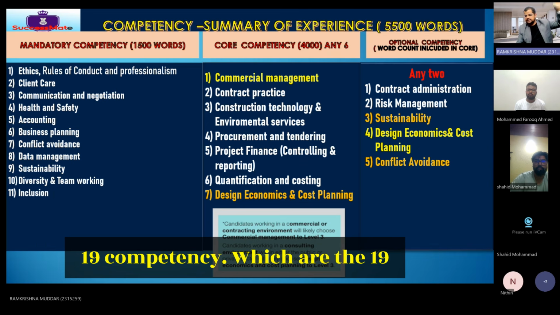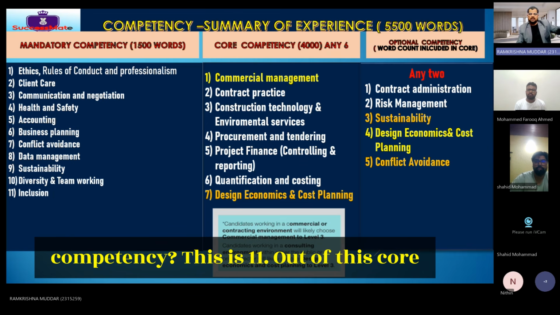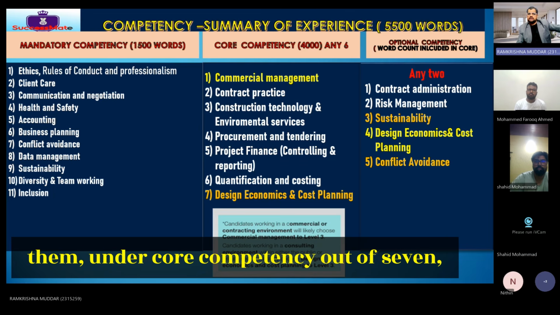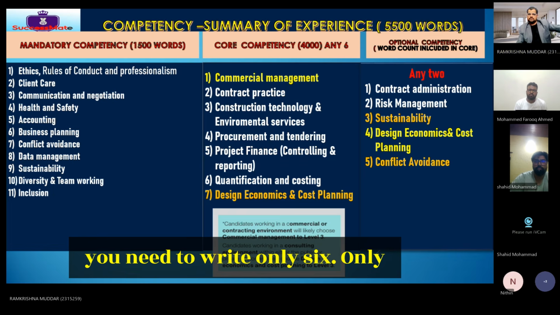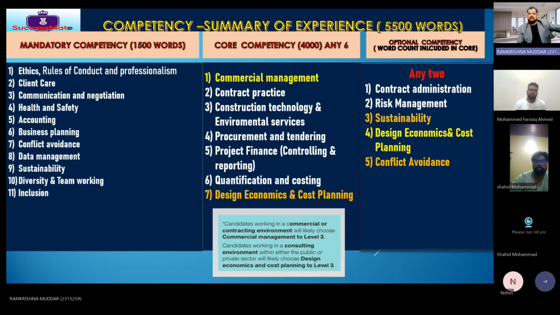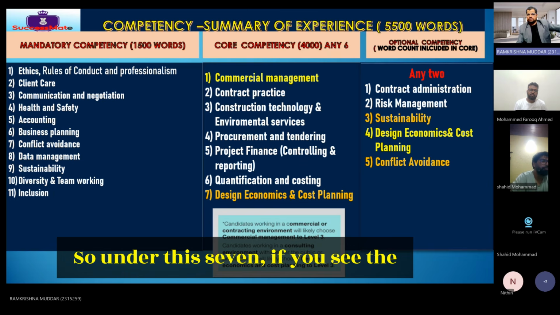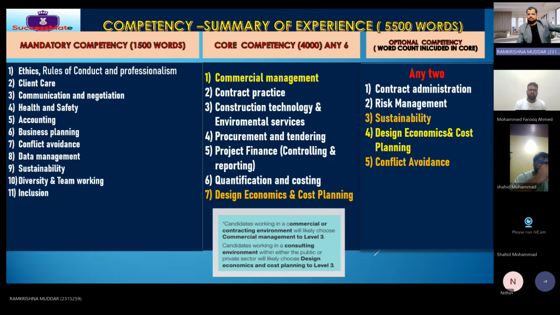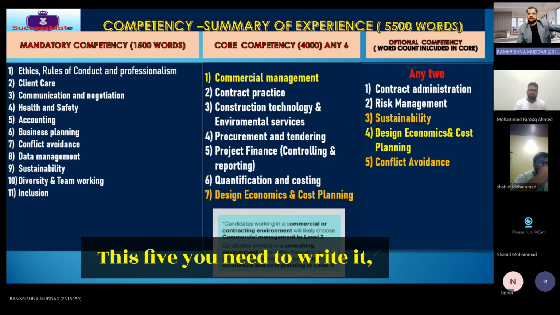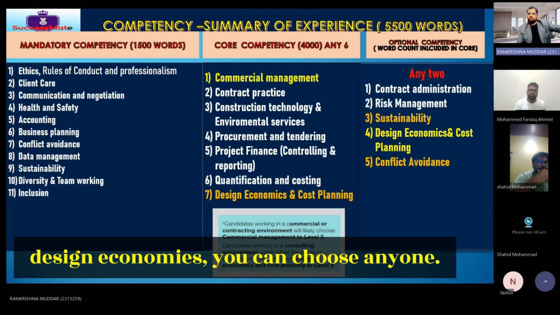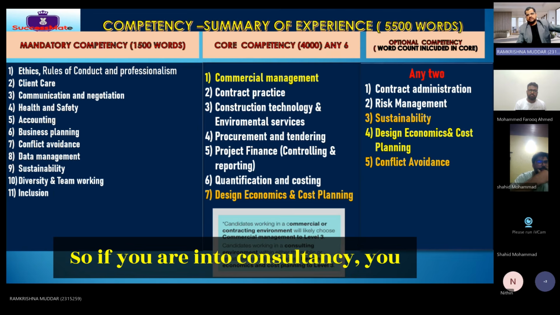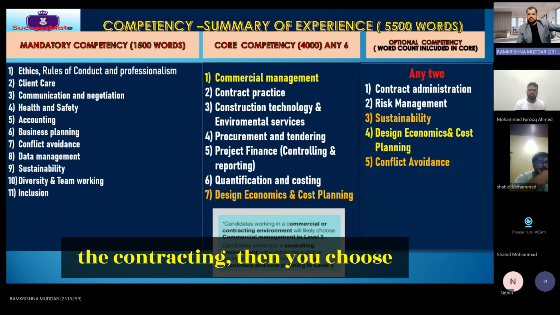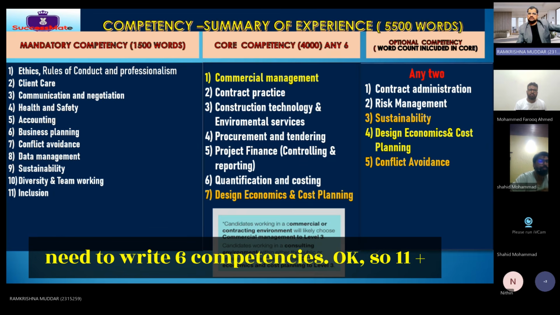First, try to understand the 19 competencies. Which are they? This is the 11. Out of the core competencies, there are 7 of them, and you need to write only 6. Under these 7, the white ones are mandatory, which you can't skip. You need to write these 5. But between commercial management and design economics, you can choose any one. If you are into consultancy, you choose design economics under core competency. But if you are into contracting, then you choose commercial management. So in total here you need to write 6 competencies.